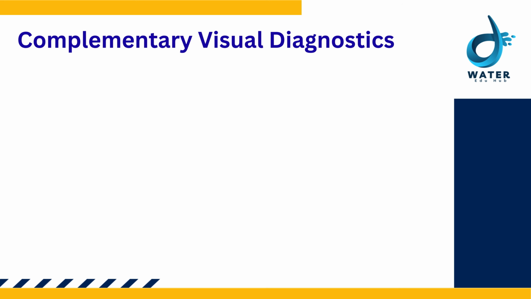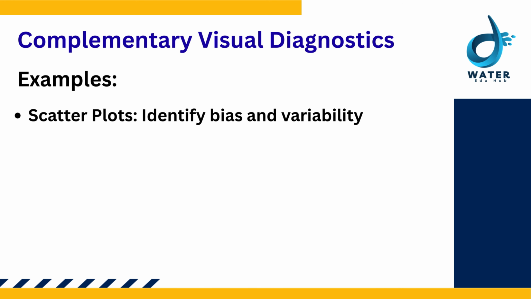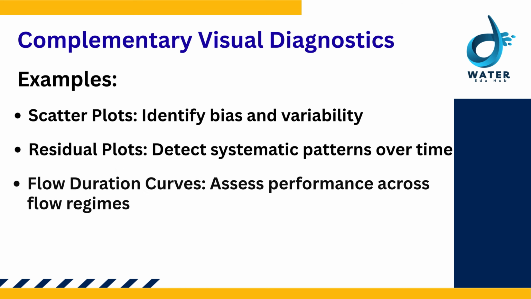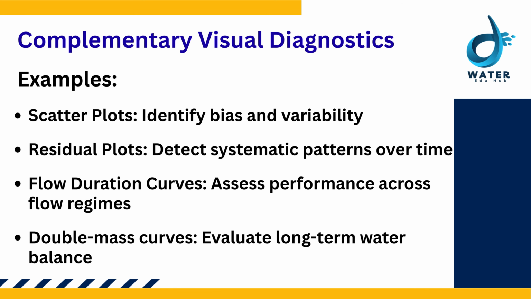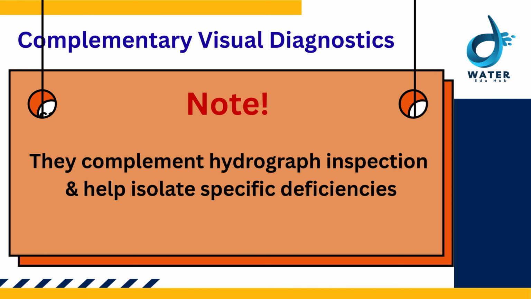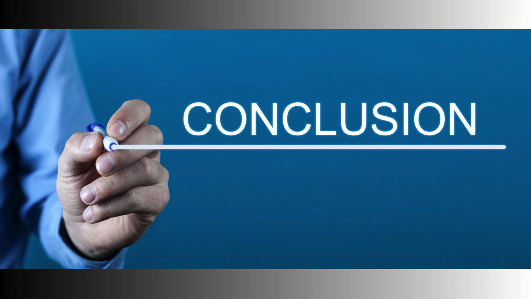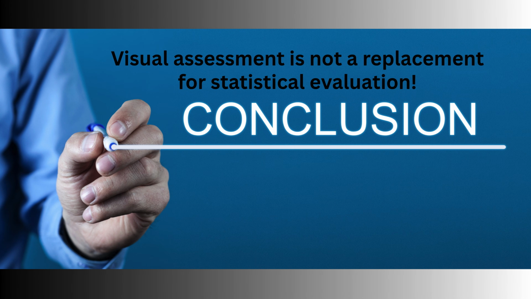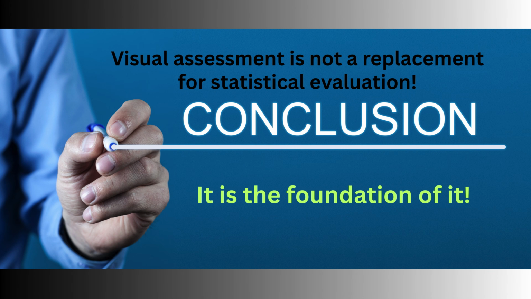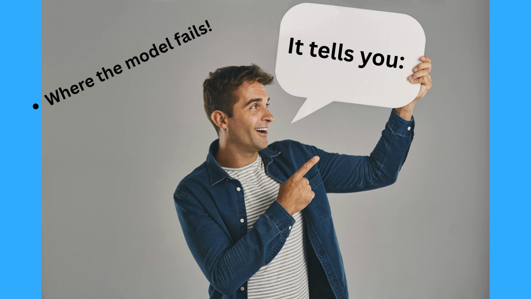Beyond hydrographs, additional plots provide deeper insight. Examples are scatter plots, residual plots, flow duration curves, and double mass curves. These tools complement hydrograph inspection and help isolate specific deficiencies. Visual assessment is not a replacement for a statistical evaluation, but it is the foundation of it. It tells you where the model fails, why it fails, and what to fix.